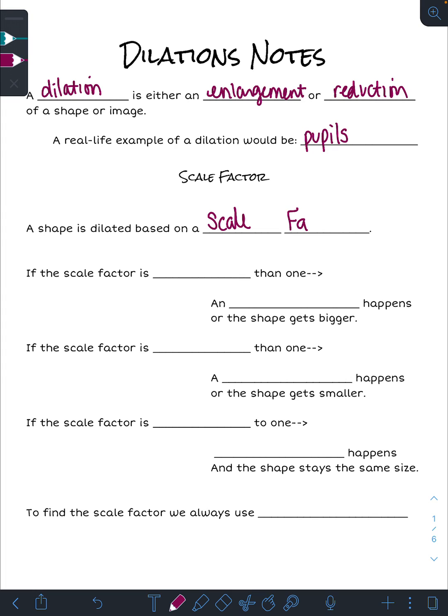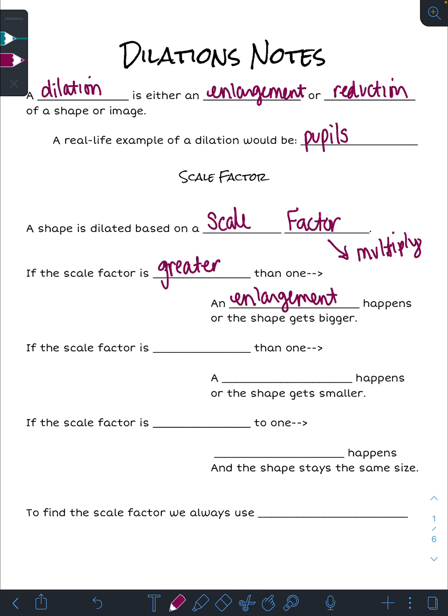A scale factor basically causes the shape to enlarge or reduce. So if you think about scale on a map, your scale is how much you are changing something by, and factor typically means to multiply. So you are looking at what factor you are going to multiply by. So if a scale factor is greater than 1, that means an enlargement is going to happen.